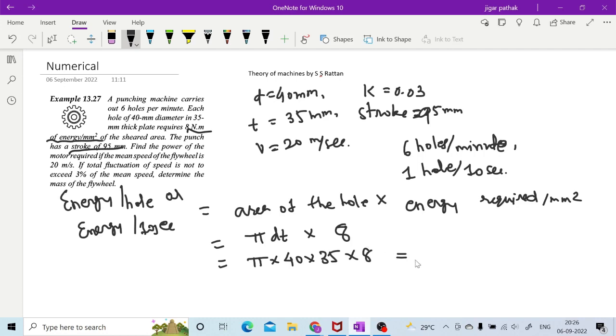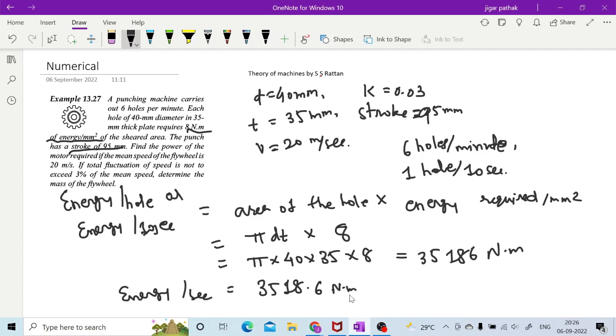Sir, energy required is 3518.58. 35186 it is coming almost. 35186 Newton meter. So this is per 10 seconds, right? So if you calculate energy per second, energy per second will be 3518.6, right? So this is how you have this much energy per second.